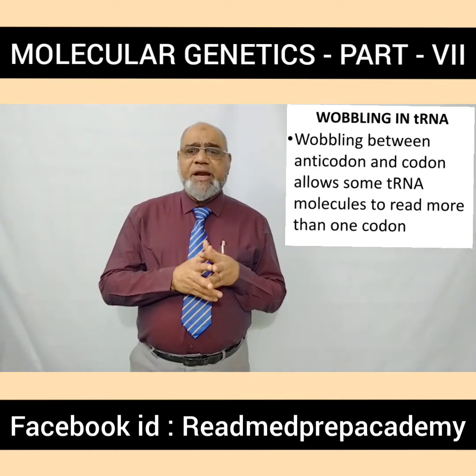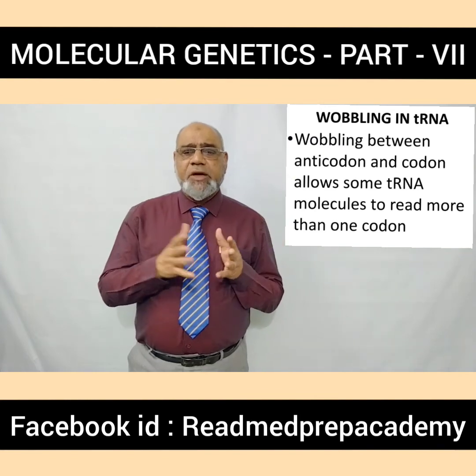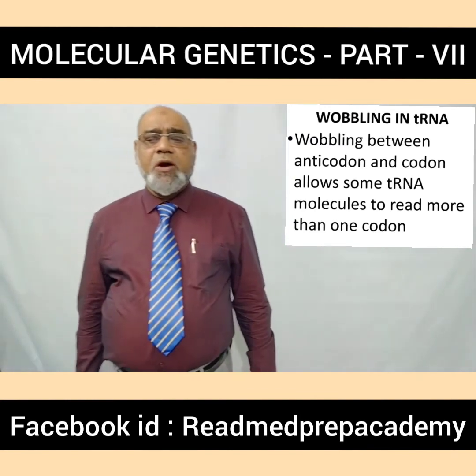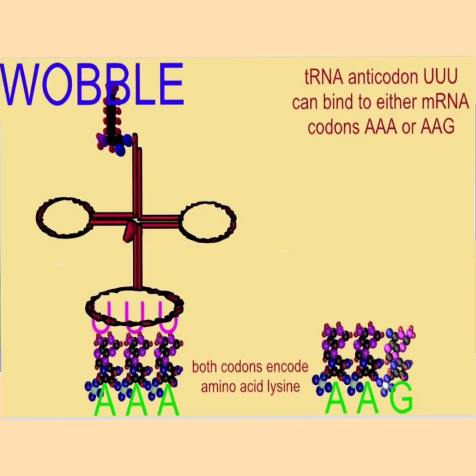Wobbling in transfer RNA. Wobbling between anticodon and codon allows some transfer RNA molecules to read more than one codon. Here you can see the wobble. The transfer RNA anticodon UUU can bind either to the messenger RNA codons of AAA or AAG. The third codon is called the wobble codon or wobble position. Both these codons code for the amino acid lysine.